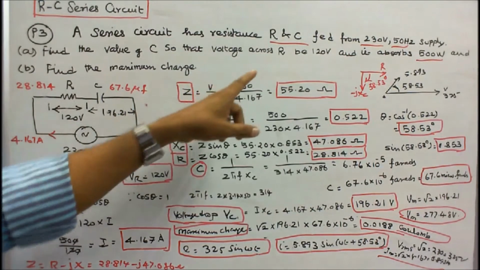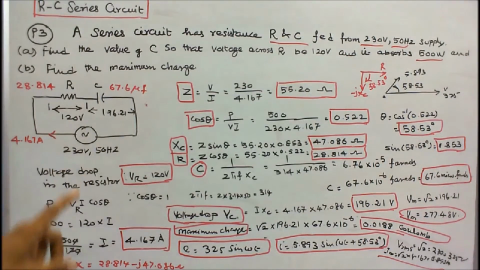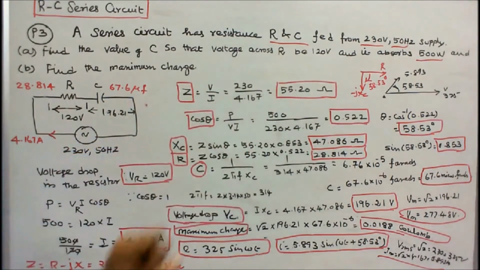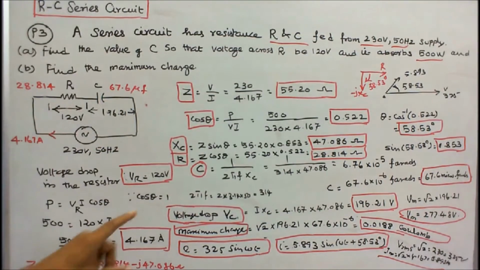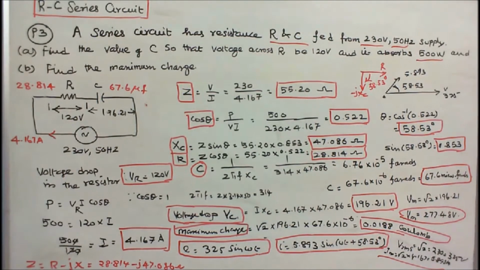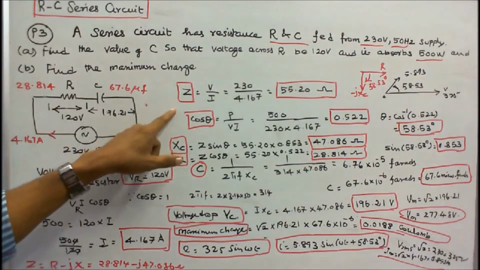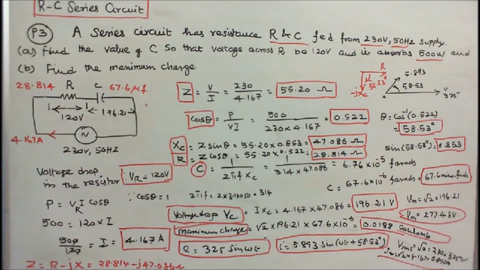Here voltage drop across the resistor is given 120 volts. P is given 500 watts. P is equal to VR into I into cos theta. Cos theta is equal to 1. Therefore, 500 is equal to 120 into I. I is equal to 500 by 120, that is equal to 4.167 amps. I know the voltage 230 volts, current 4.167. I can find impedance Z is equal to V by I, that is equal to 55.20 ohms.